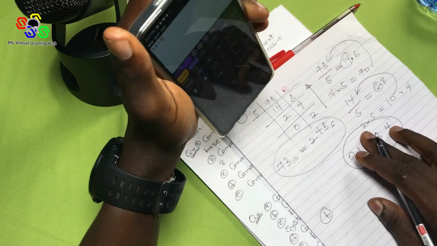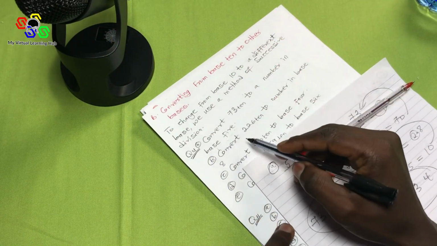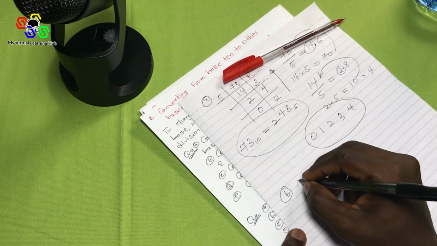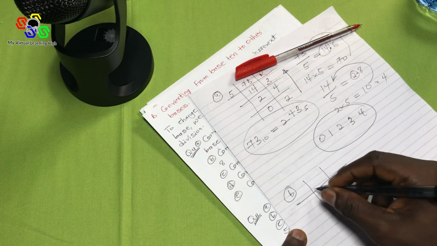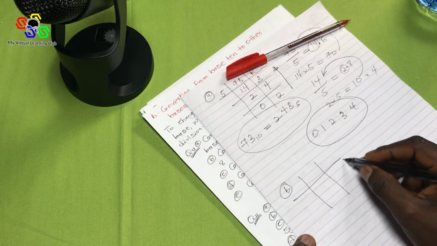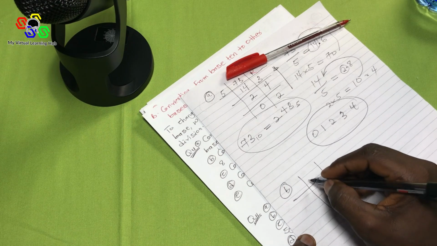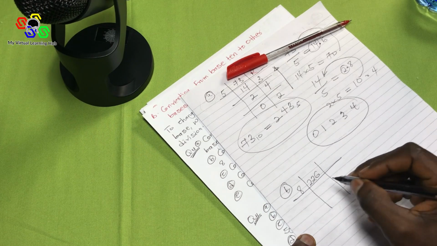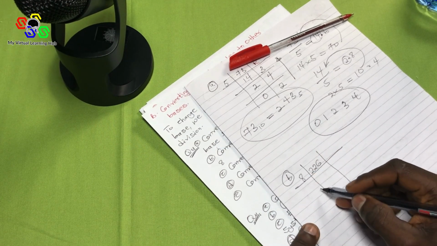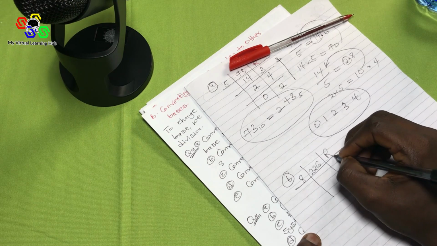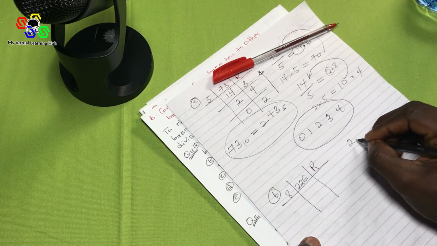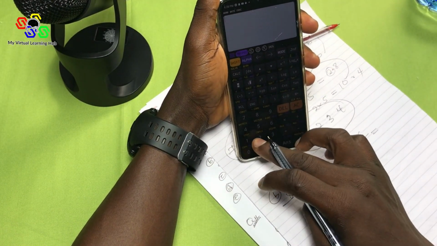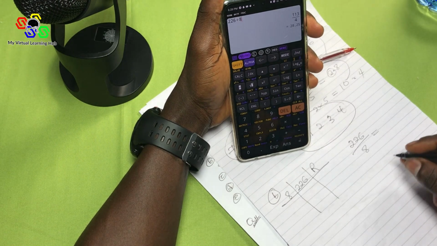We move on to the B. The B says convert 226 base 10 to a number base 8. So we shall do as usual. We draw two vertical lines and a horizontal line. The number we want to convert here is 226, and we are converting the 226 to a number base 8. So we write the base here. What appears here is the remainder. So we are employing the method of successive division. So what do we do? We punch 226 divided by 8.